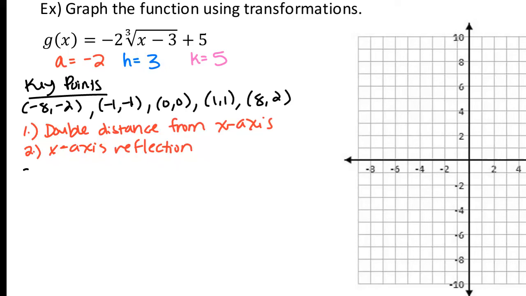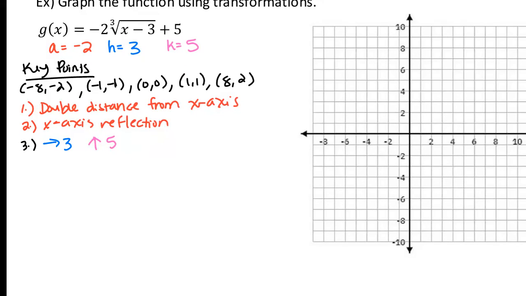And then the third thing you want to do is the translations. This time h is positive, so what does that mean? What direction do we move? Right, 3 times, thank you. And k is positive, so what does that mean? Up 5 times. Okay? So take your coordinate points. We're going to double the distance, reflect it across the x-axis, and then go right 3, up 5.